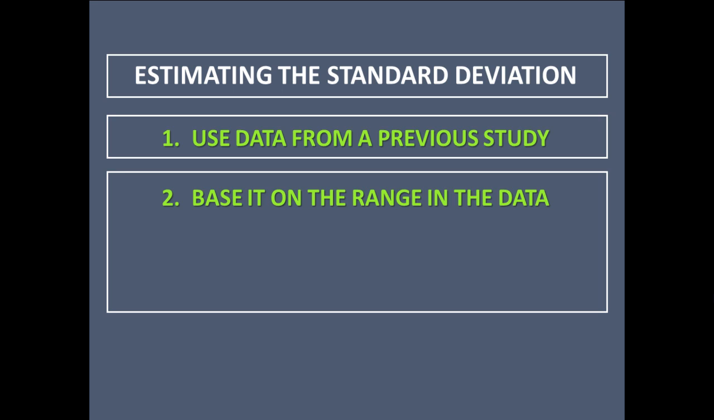Two, if all we have to work on is an estimate for the high value in the population and the low value in the population, we can base a standard deviation calculation on the range. And what we would do is take the range divided by 4. So again, we only do this if all we have is an estimate for the high and the low. So maximum minus the minimum divided by 4 will give us an estimate for the standard deviation.